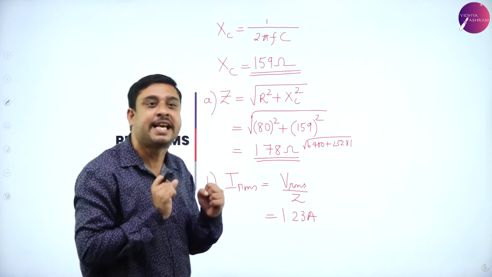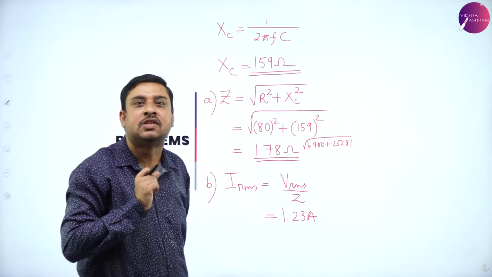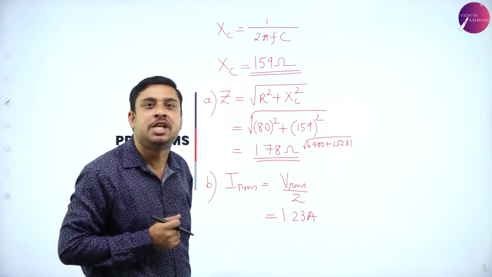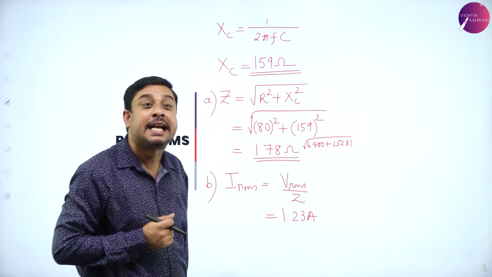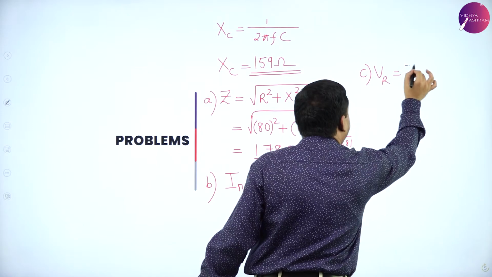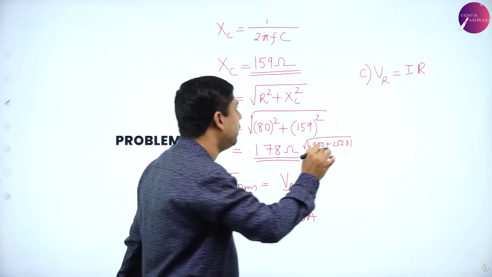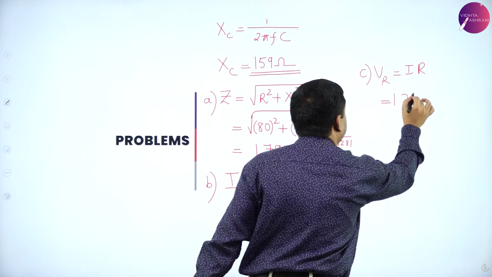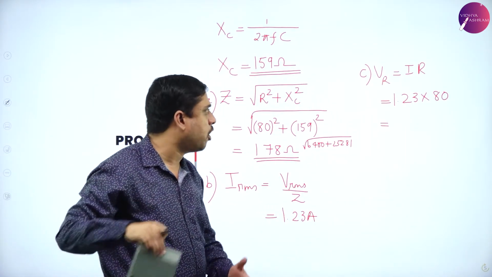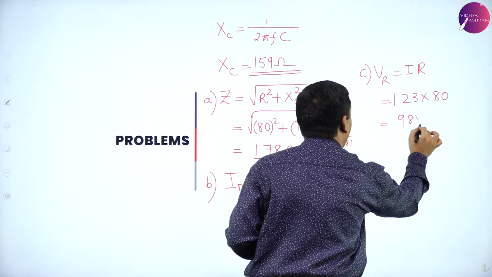Now comes the specification. I have to calculate the potential difference across each component. So first I will calculate potential difference across the resistor. So I call it VR. Ohm's law says V is I into R. I is nothing but this IRMS value. So this is 1.23 into resistance 80. So we have 1.23 into 80, nearly 98 volts.